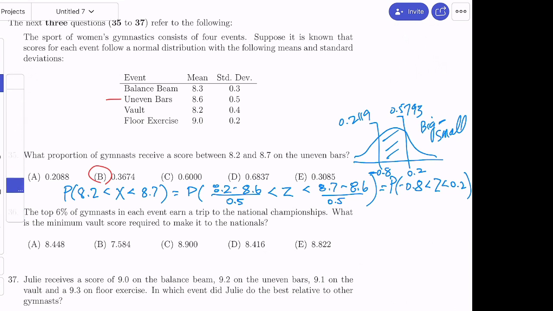For the next one, the top 6% of gymnasts in each event earn a trip to the national championships. What minimum vault score is required to make it to the nationals? So right away, this is a backward problem because I get a percentage and I'm asked for the score. So I know I have to do this backwards, and I begin with the Z drawing and I say, I want to know where this is to have 6% here.